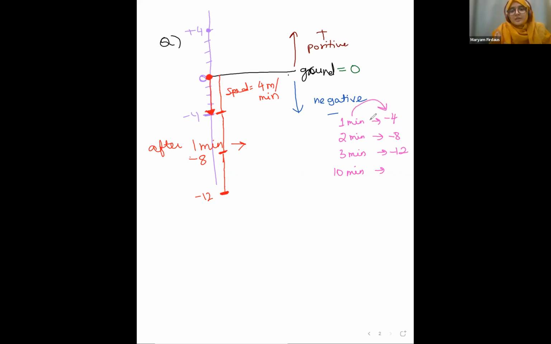What is the relationship between this? You are multiplying it with what? We are multiplying it by 4. Yes, very smart. So if I ask after 10 minutes, what will its position be? Minus 40. Very good. Minus 40 meters under the ground.